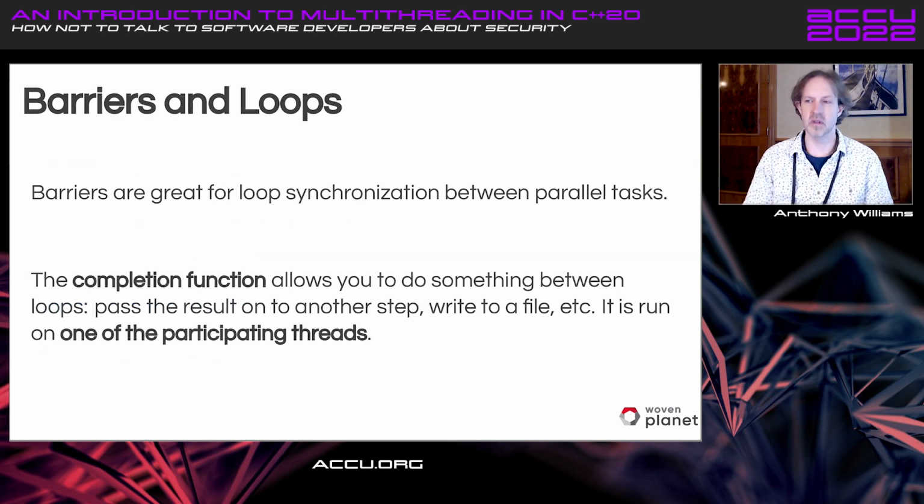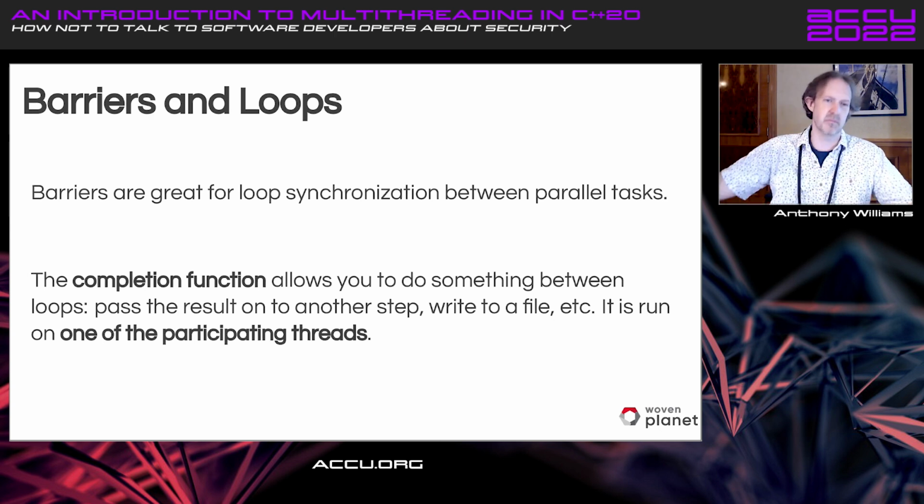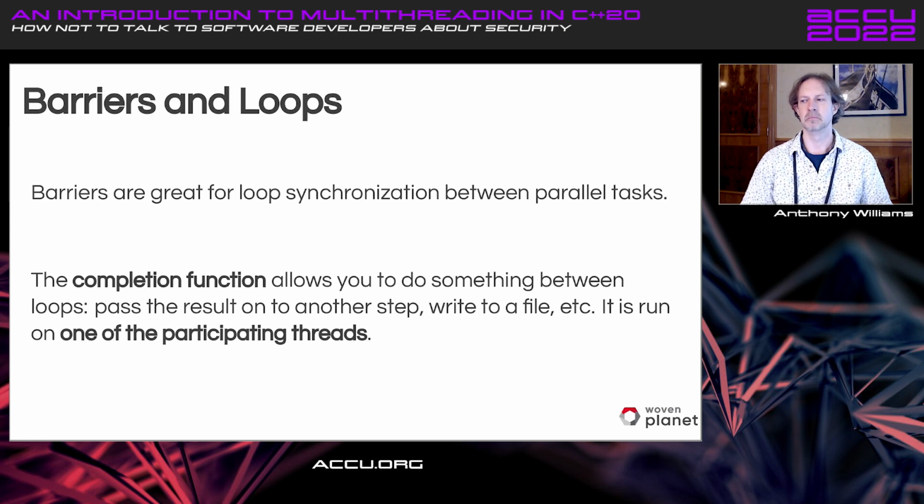So yeah, a barrier is fundamentally for loop synchronization. You've got a series of things that need to happen, and then when they're all done, then we can finalize the set and then move it on, and then all the threads reset and process the next bit of data. And it's important to note that the completion function is run on one of these participating threads that's actually waiting for the barrier to complete. But you don't know which one.